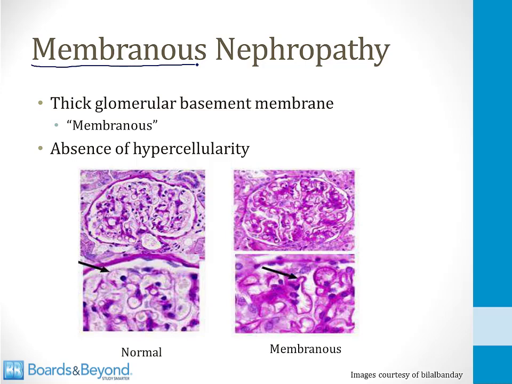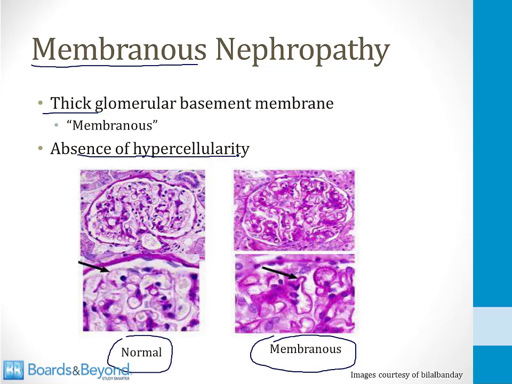This disorder gets its name because in membranous nephropathy there is thickening of the glomerular basement membrane. If you look at the bottom left side of the screen, there's an example of a normal glomerulus. If you look at the bottom right side of the screen, there's an example of a glomerulus from a patient with membranous nephropathy. Note that the glomerular basement membranes are thickened as indicated by the arrow in the bottom right side of the screen.